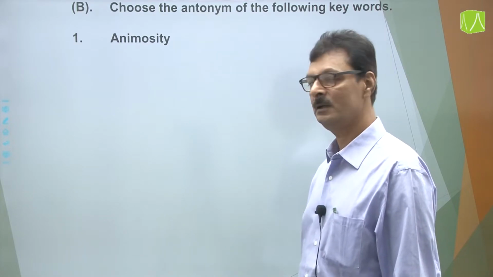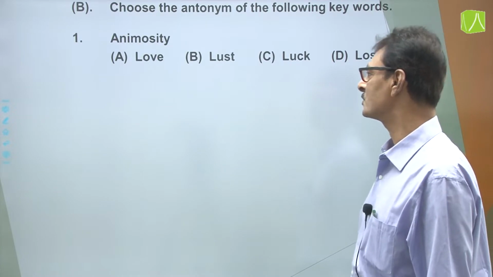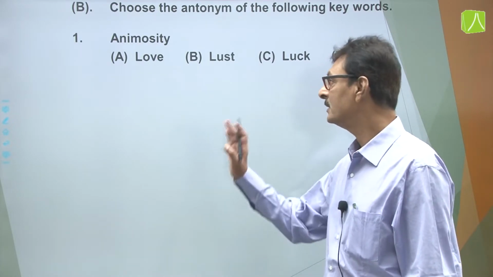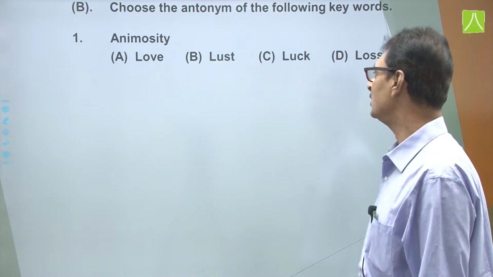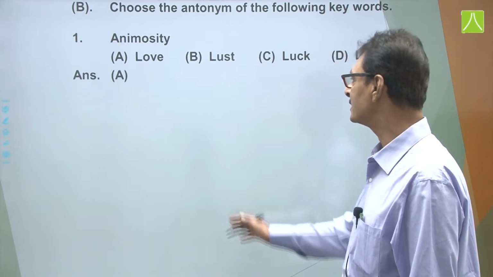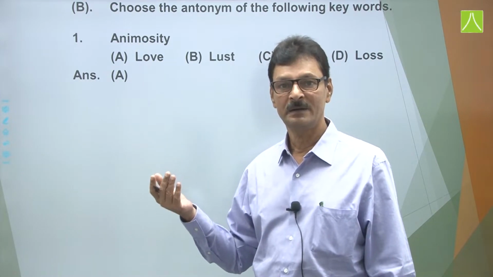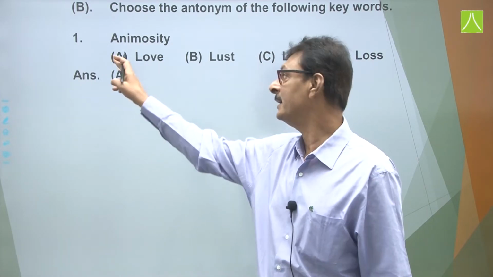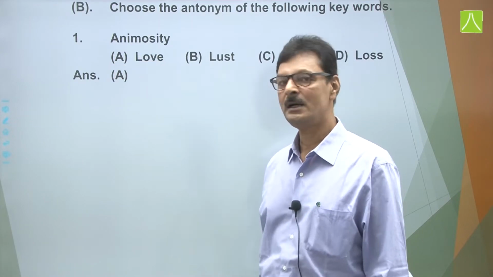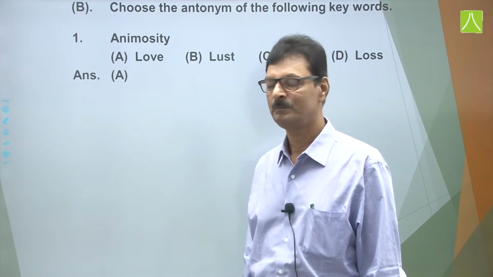Animosity is the word, and the options given to you: love, lust, luck or loss. All the options given with L. Love, lust, luck and loss. And friends, what should be the correct answer? The correct answer is love. Animosity means enmity, dushmani, pyar, hatred, and love becomes the antonym over here of animosity.